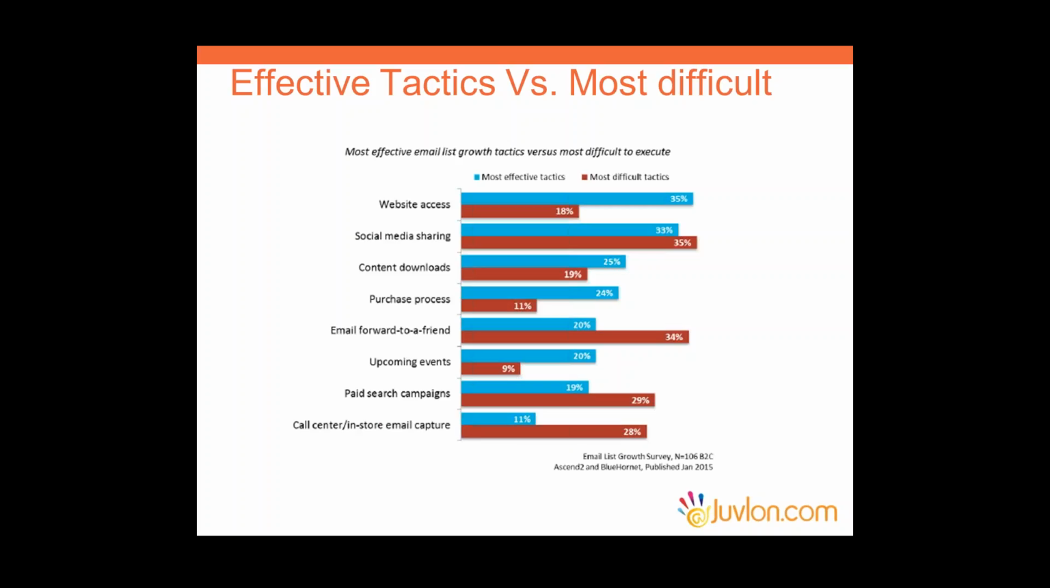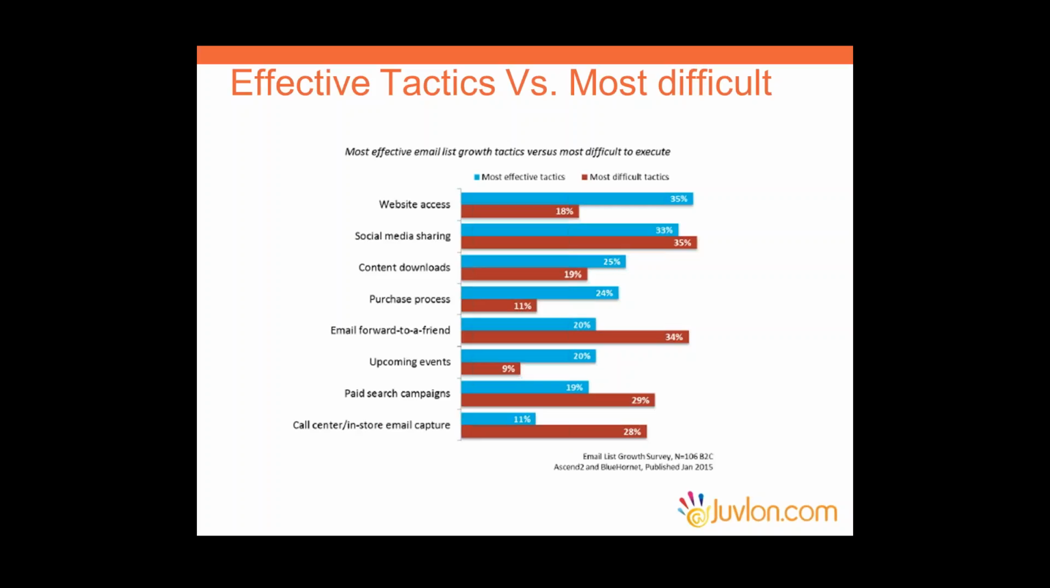Yesterday I just came across this chart which talks about the most effective email list growth tactics versus the most difficult ones to execute. Basically, this survey was published in January 2015, so it's one of the latest surveys that we have in our hands, and it was done by Ascent2 and Blue Hornet. According to this, we can see that the most effective subscriber list building tactic is the website. It's most effective. At the same time, the difficulty level of that is also very low. So it's very easy to have your subscription forms, your lists that can come through websites very easily.